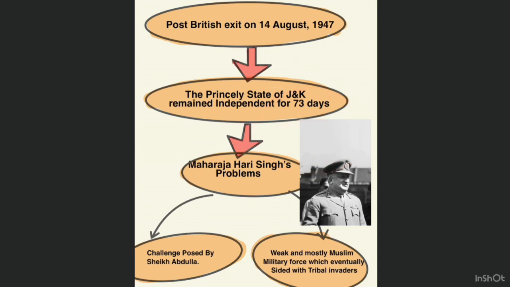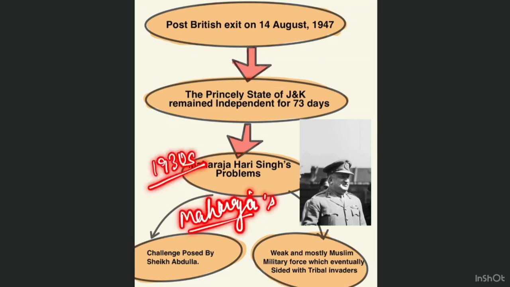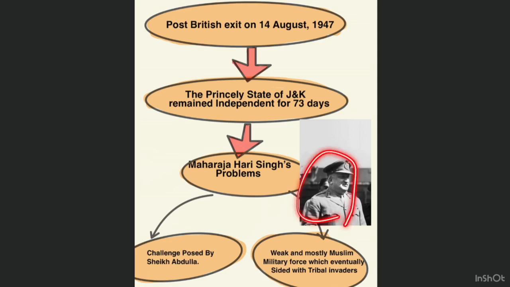The ruler at that time, the Dogra king, Maharaja Hari Singh, was beset with a lot of problems. First of all was the challenge posed by Sheikh Abdullah. Sheikh Abdullah was a democrat. He had been waging a struggle against the Maharaja's rule since the 1930s. And more so, the Maharaja had a weak army. His private army was really weak. Majority of it was a Muslim army. And later we will see how his army deserts him during the time of the tribal invasion, the Qabili raid.